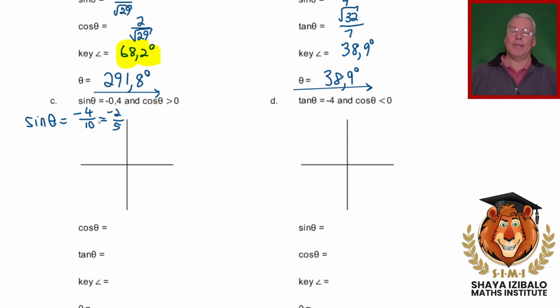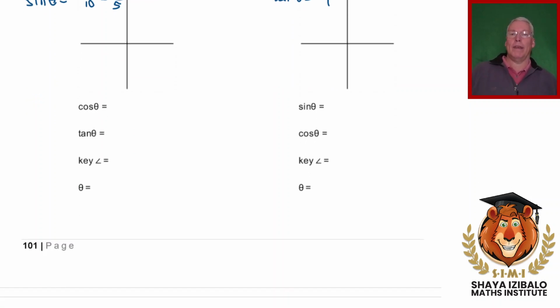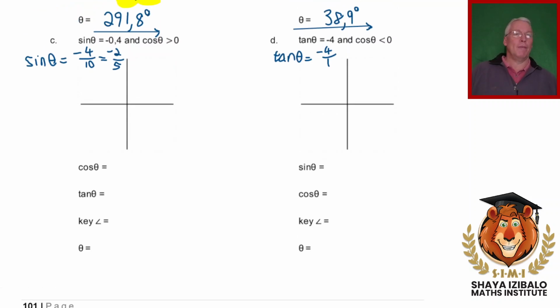Okay, so let's think about that. And tan theta equals negative 4. How can we write negative 4 as a fraction? Well, it's negative 4 over 1. Right, we want you to try these two questions before the next lesson. So the two questions C and D on page 101. Okay, and then we will go over them next time.